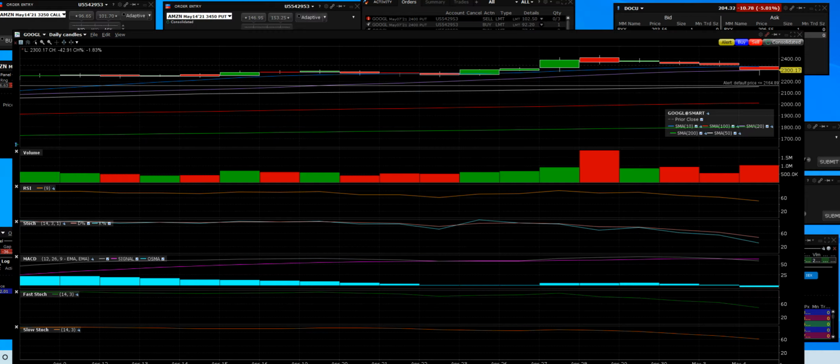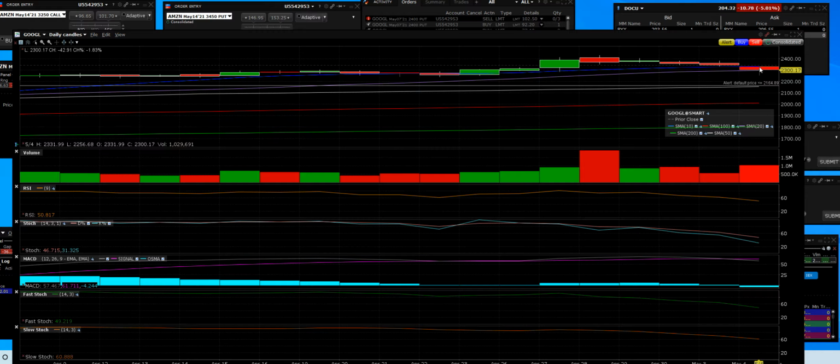5421, what I have, the Google chart. It is a daily. It's testing the 20-day simple moving average right here. That's that purple line. And we're testing that so everyone knows. So it did have a bounce.